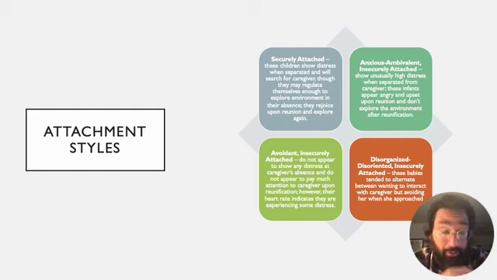The third style they noted was avoidant, insecurely attached. So these kids do not appear to show really any distress when mom leaves. It's like they're completely unbothered by mom leaving. They're like, whatever, it's all good. Fine. They didn't really seem to be upset at all. And when mom comes back, they don't really seem to pay much attention to mom when she re-enters the room.